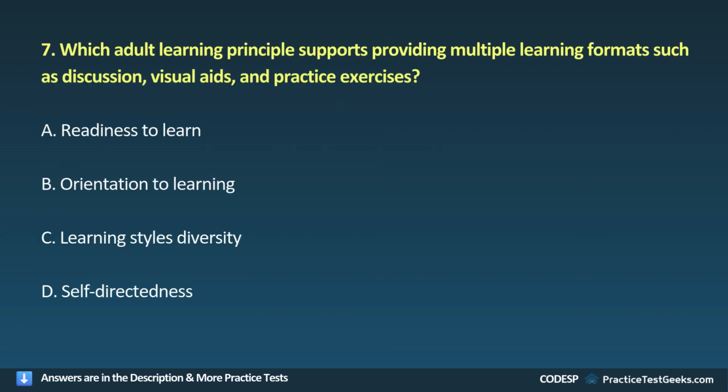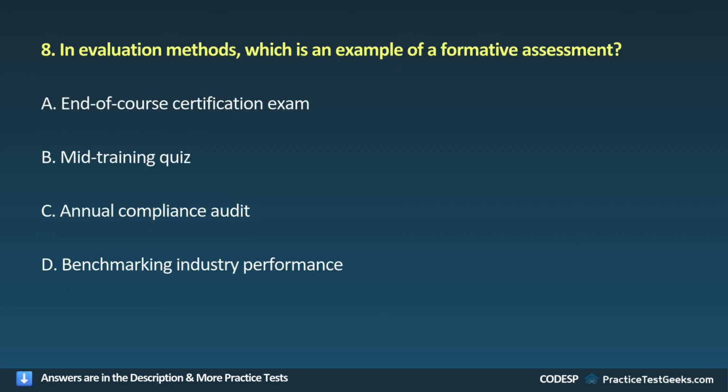7. Which adult learning principle supports providing multiple learning formats such as discussion, visual aids, and practice exercises? A. Readiness to learn. B. Orientation to learning. C. Learning styles diversity. D. Self-directedness.